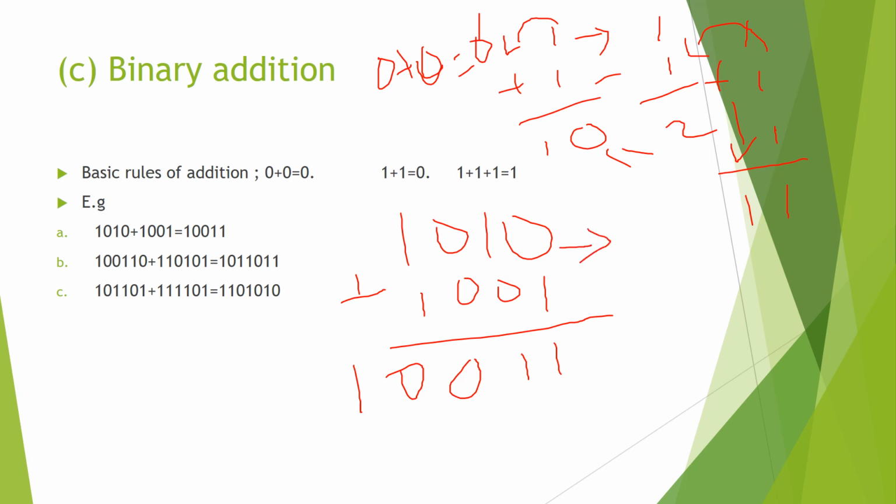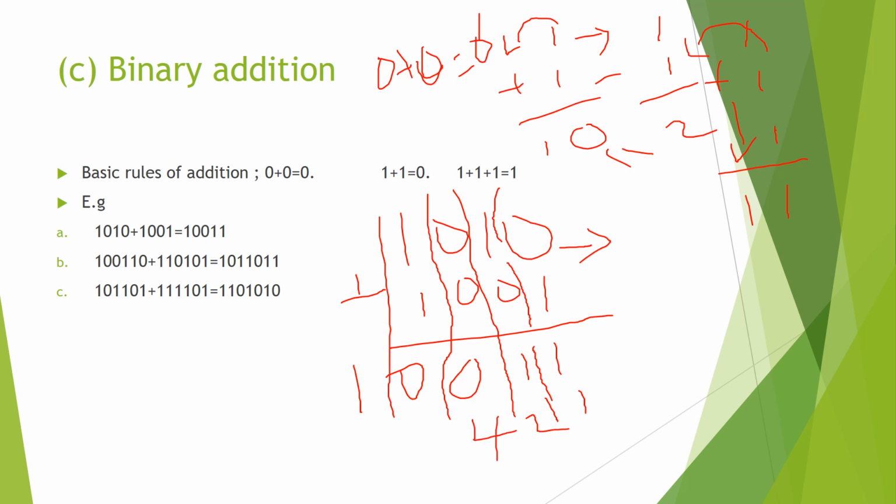Let us convert them to their equivalent decimal values by dividing them into different columns. Remember, these are the place values. The first column is a 1 because of 2 raised to power 0. The second one is a 2. The other column is a 4 because of 2 raised to power 2. This one is an 8, and this one is a 16.